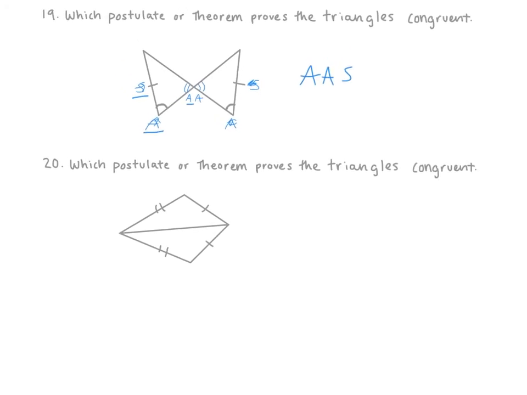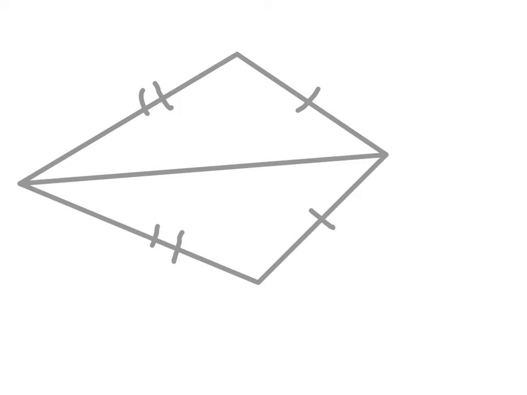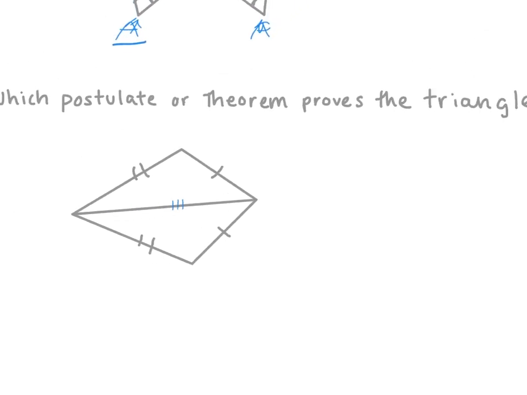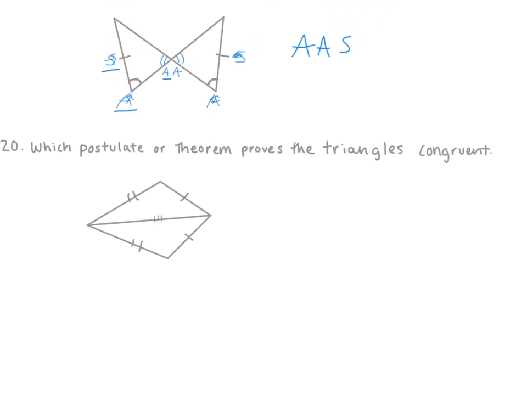Okay, 20. Which postulate or theorem proves the triangle is congruent? So looking at this picture, we have two pairs of congruent sides. What else do we know here that's not already marked? The middle is congruent. How do we know that that middle line is congruent on both triangles? The reflexive property. So now we have three pairs of congruent sides. So what postulate or theorem proves these triangles are congruent? Side, side, side.